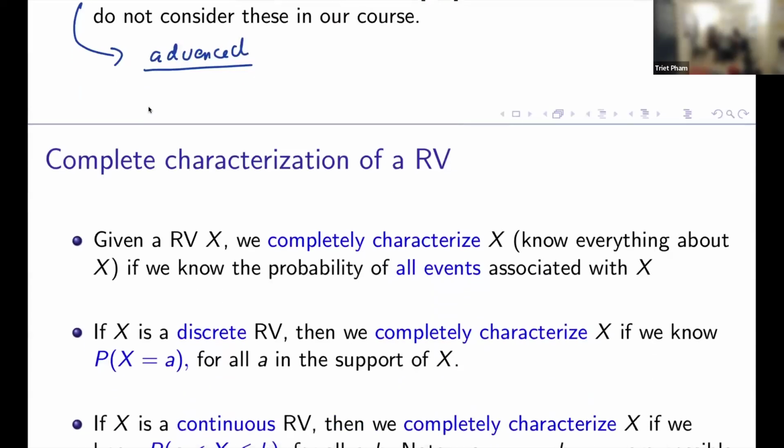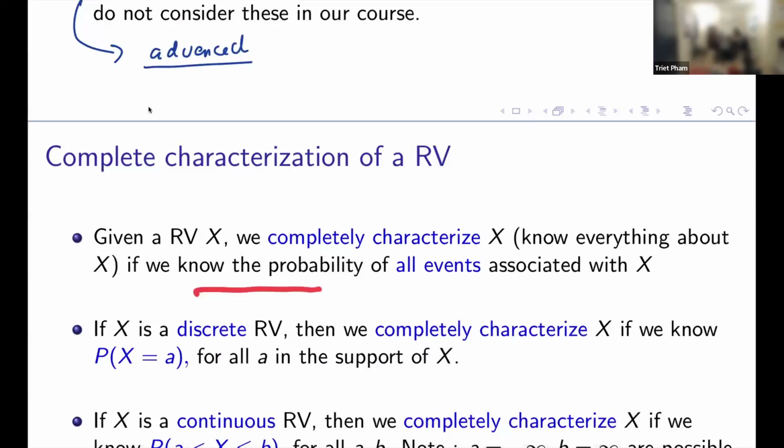So that's why you want to be able to completely characterize a random variable before you can work with it. That's the ideal, but for most random variables you work with, you at least want to get to that point, because otherwise, if you don't know much about it, you cannot work with it. You completely characterize a random variable if you know the probability of all events associated with it. So basically, you can answer any question posed about the random variable itself.